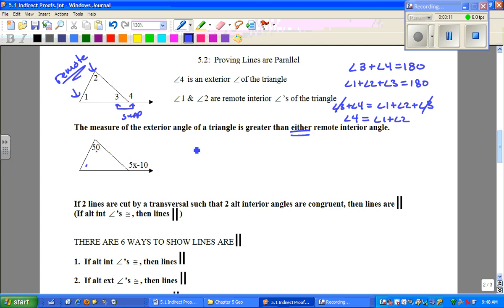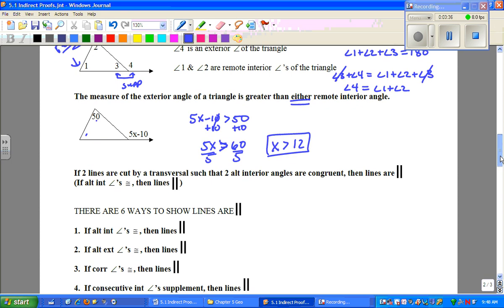In this case, because we know this angle has to be greater than the 50, we can say 5x minus 10 is greater than 50. Solve it. We get 5x is greater than 60, so x is greater than 60 divided by 5. X has to be greater than 12 for this to work. We'll get into more of the exterior angle theorem when we get into 7.1.